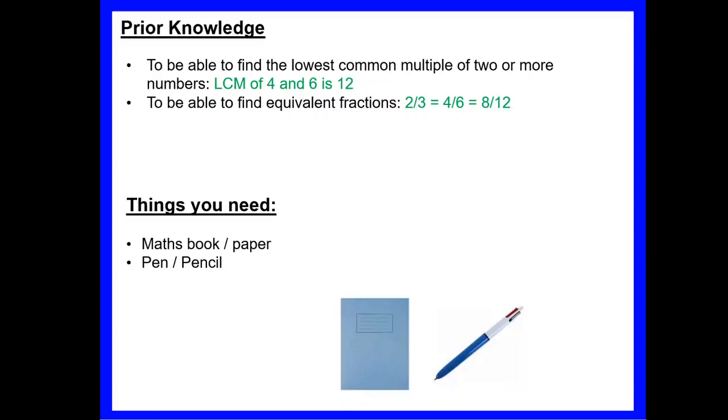Okay, prior knowledge for this lesson then, you should be able to find the lowest common multiple of 2 or more numbers. So for example, the lowest common multiple of 4 and 6 is 12. And if you're not sure how to find that, we do the 4 times table and the 6 times table, and we find the lowest number that appears in both.